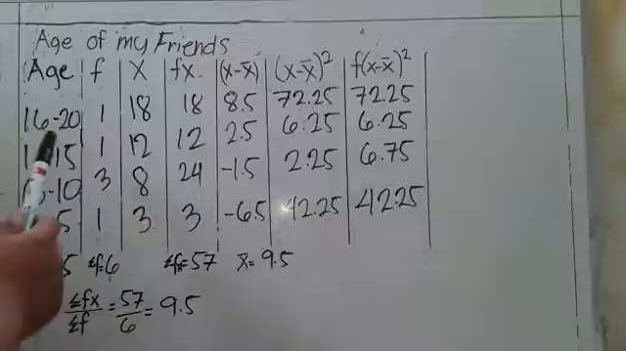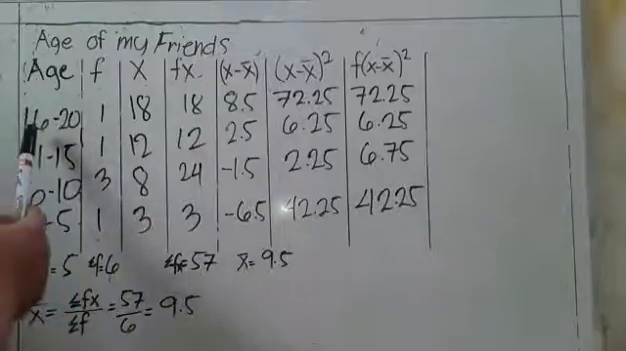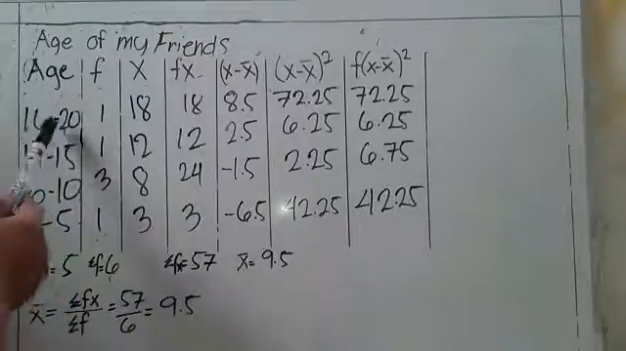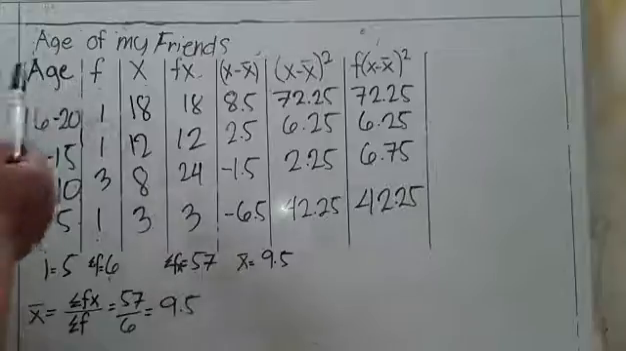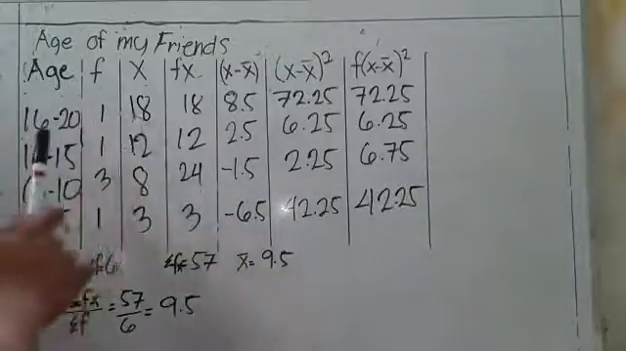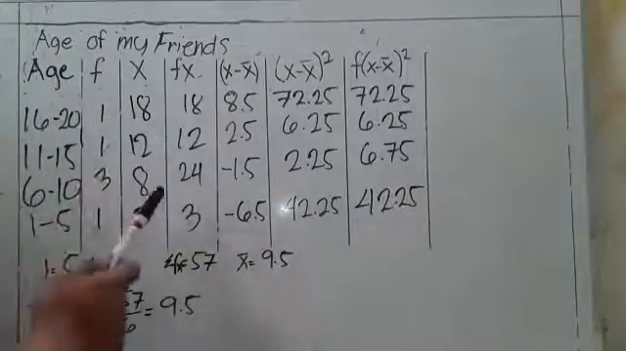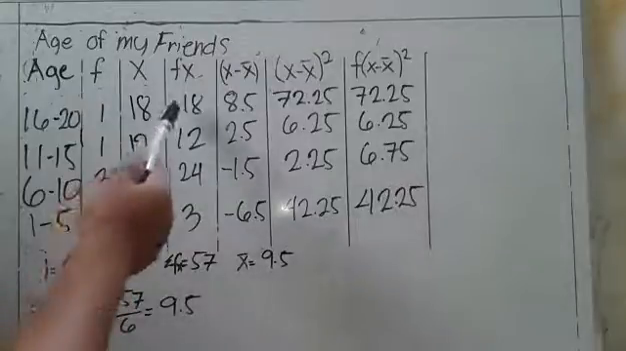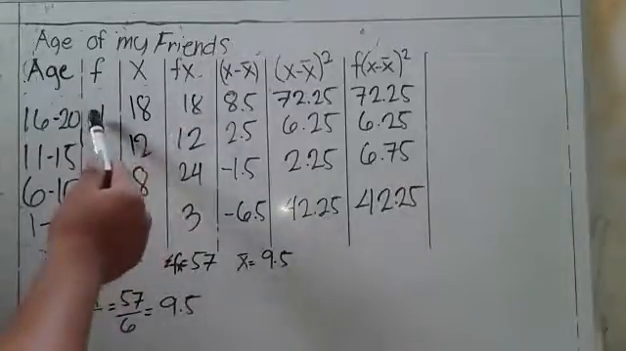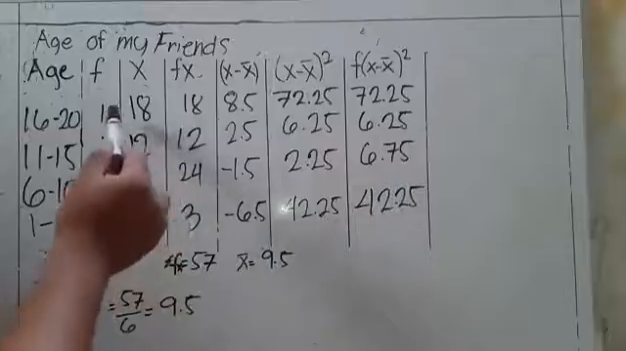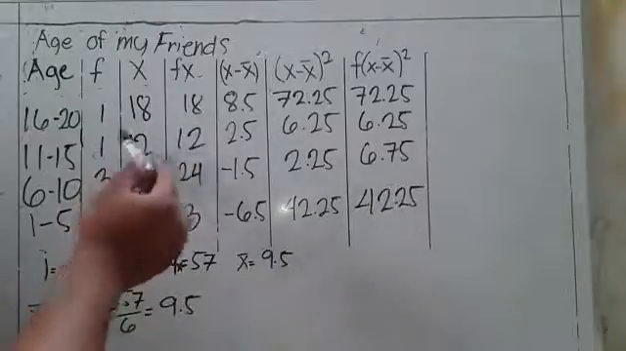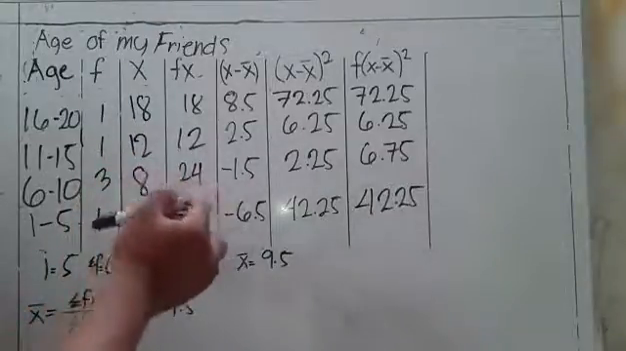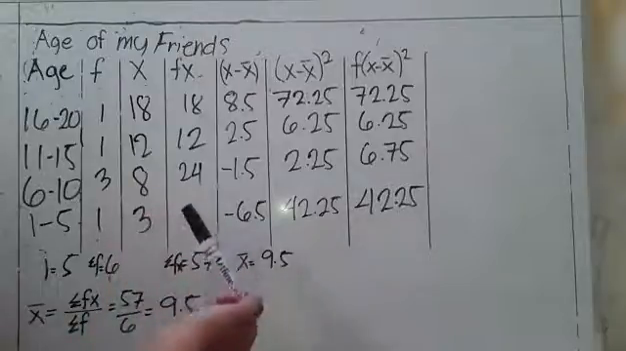The x is just adding these two numbers in the age and dividing by 2, which is 18, 12, 8, and 3. The fx is just multiplying the f to the x. 1 times 18 is 18, 12, 3 times 8 is 24, 1 times 3 is 3.